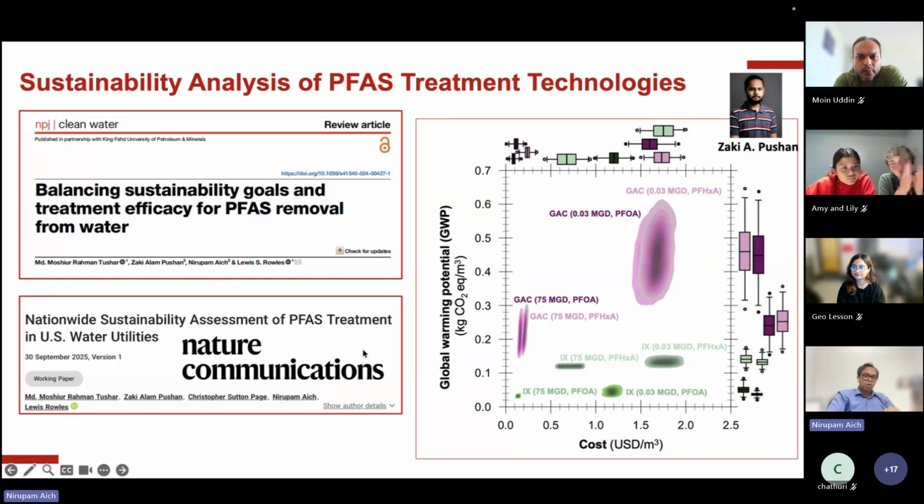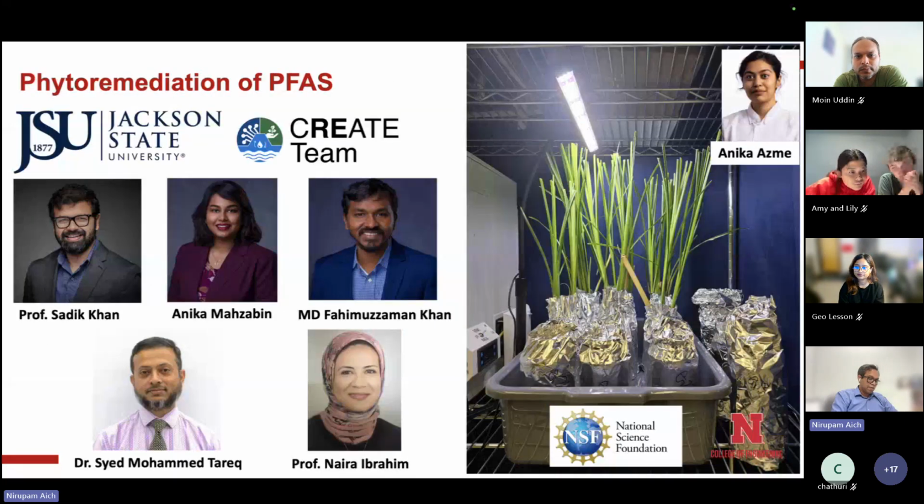Okay, and the last project I will briefly introduce is the project with Dr. Khan and their group. This is very exciting for us. This is a new area. We have been mostly focusing on water treatment through developing materials, but with this project, we are looking at using phytoremediation or plant species to degrade PFAS.